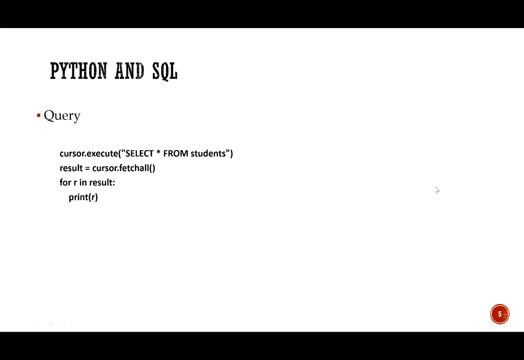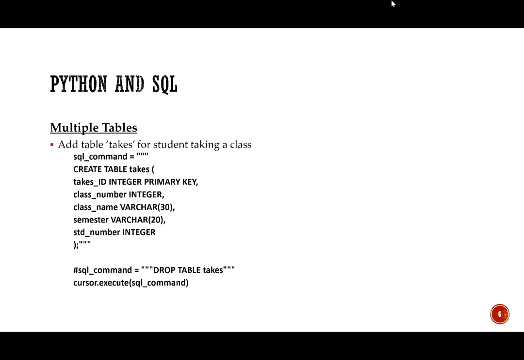So this was a simple example. We had only one table, so we started from scratch. We created a database. We created a table, we inserted tuples, and then we wrote a query. Now let's say what happens when we have multiple tables. In this case, we need to use the concept of foreign keys to link tables. So in that, we want to add another table. Let's add table takes for students taking a class.